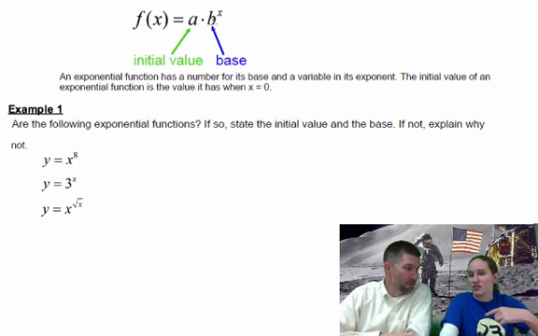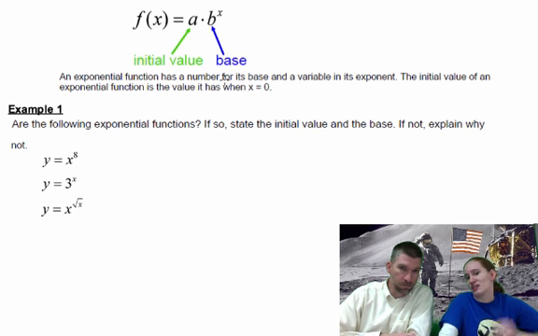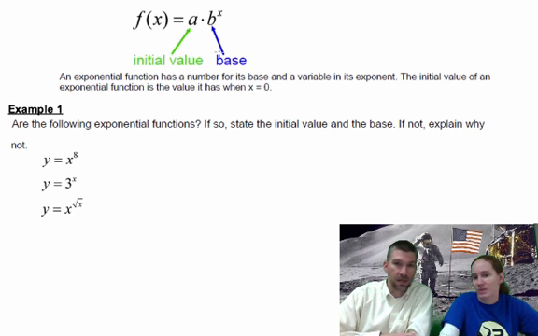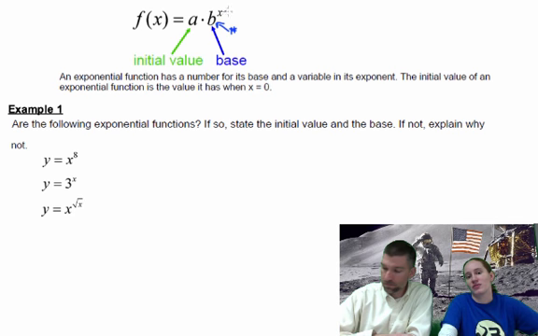There is actually one other thing that has to be true: the base has to be a number. We don't want to have x to the x power. That doesn't work. That's awkward. And there has to be a variable in the exponent.